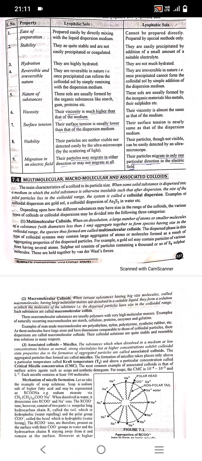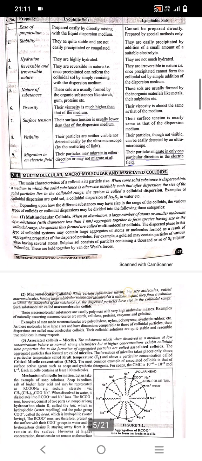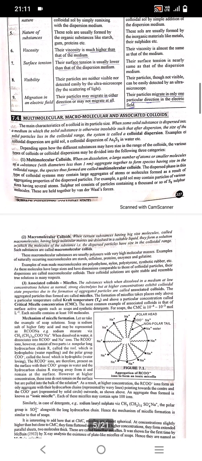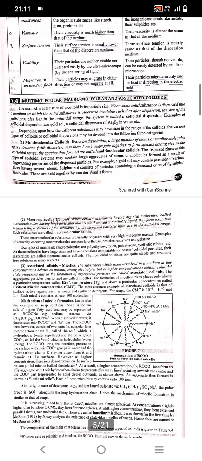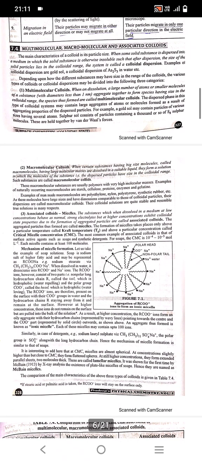Multimolecular, macromolecular and associated colloids. The main characteristic of a colloid is particle size. When some solid substance is dispersed into a medium in which it is otherwise insoluble, such that after dispersion the size of the solid particles lies in the colloidal range, the system is called a colloidal dispersion. Examples of colloidal dispersions are a gold sol and a colloidal dispersion of As2S3 in water, etc. Depending upon how different substances may attain sizes in the colloidal range, the various types of colloids may be divided into the following three categories.